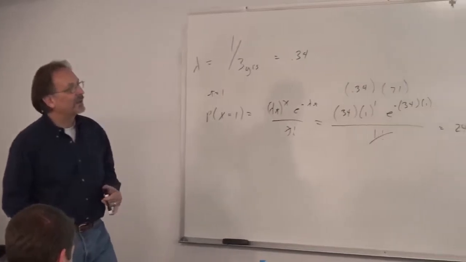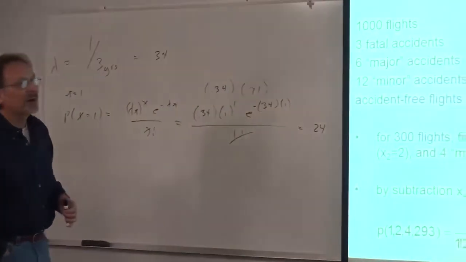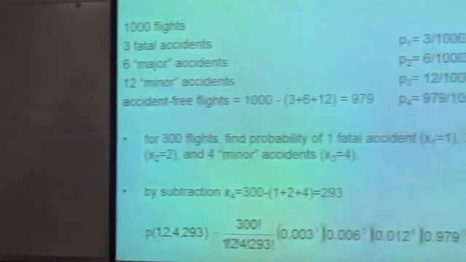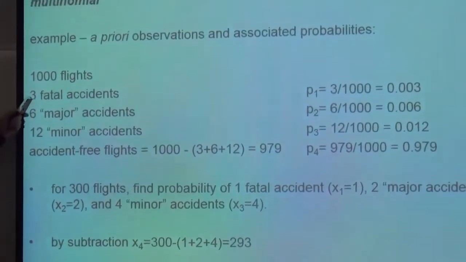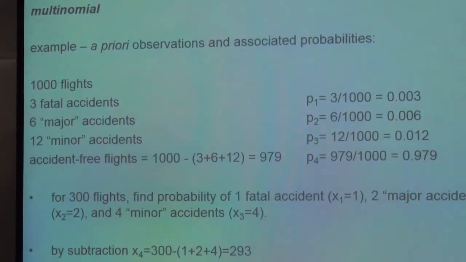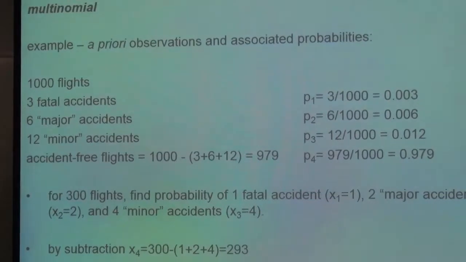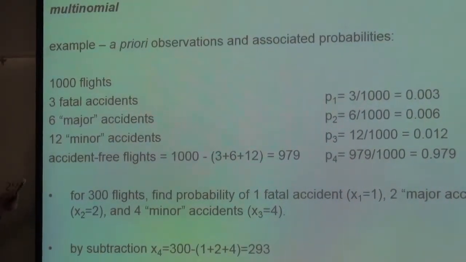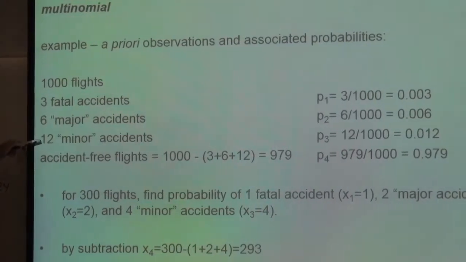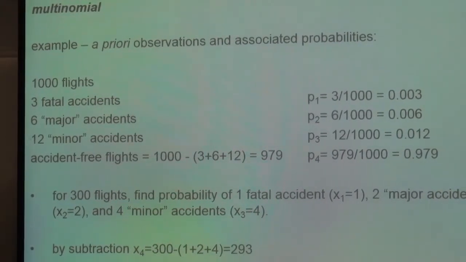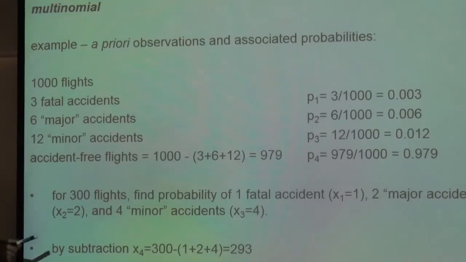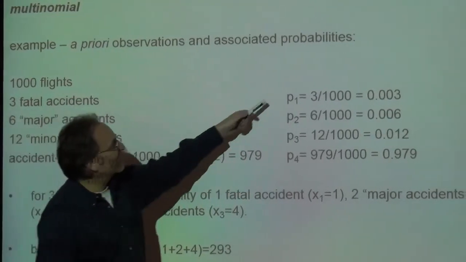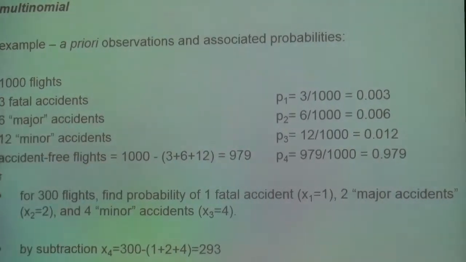Let's say that we have 1,000 flights, and historically, this is what we have observed. For 1,000 flights, we have 3 fatal accidents, 6 quote-unquote major accidents, whatever that might be, 12 quote-unquote minor accidents, and accident-free flights are just 1,000 minus 3 plus 6 plus 12, which is 979. So the probability of each one of these is listed here.